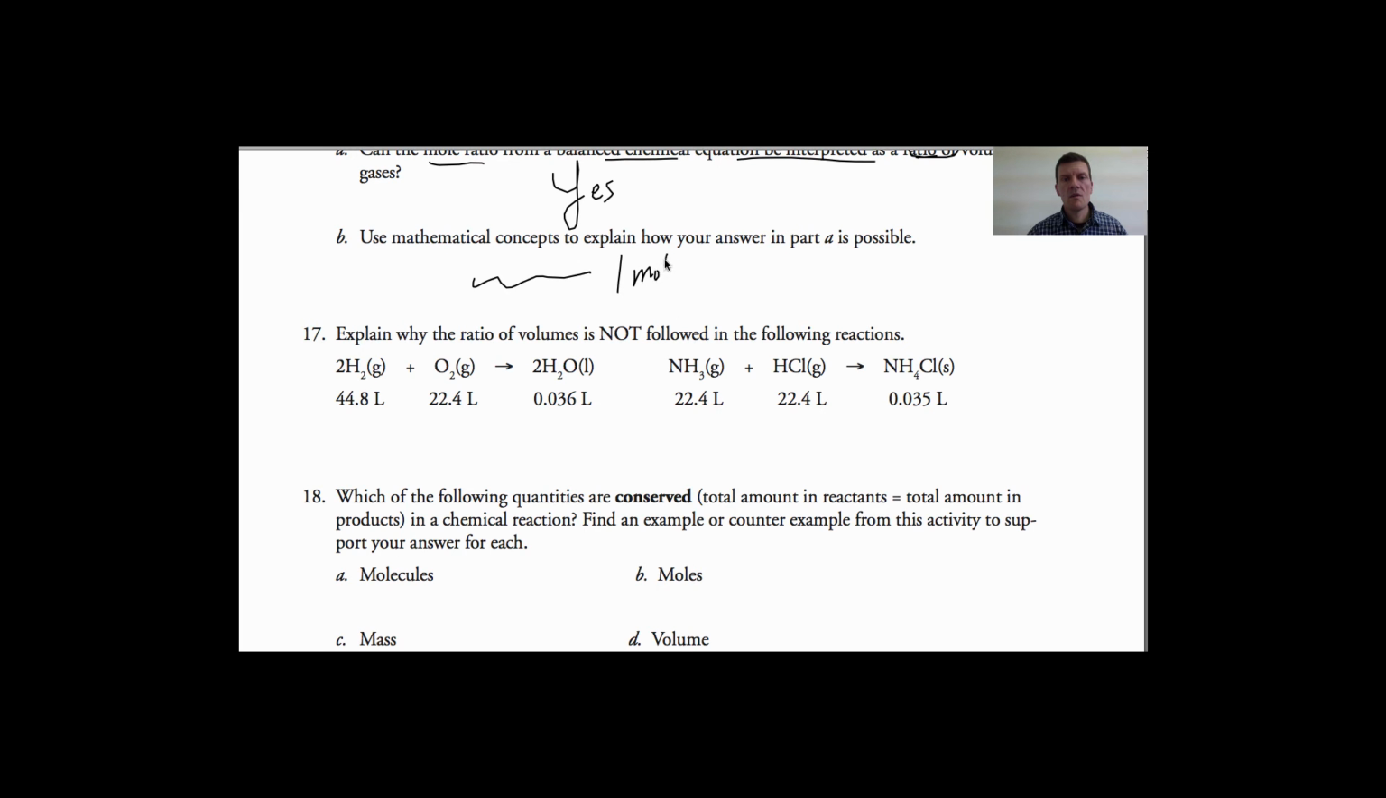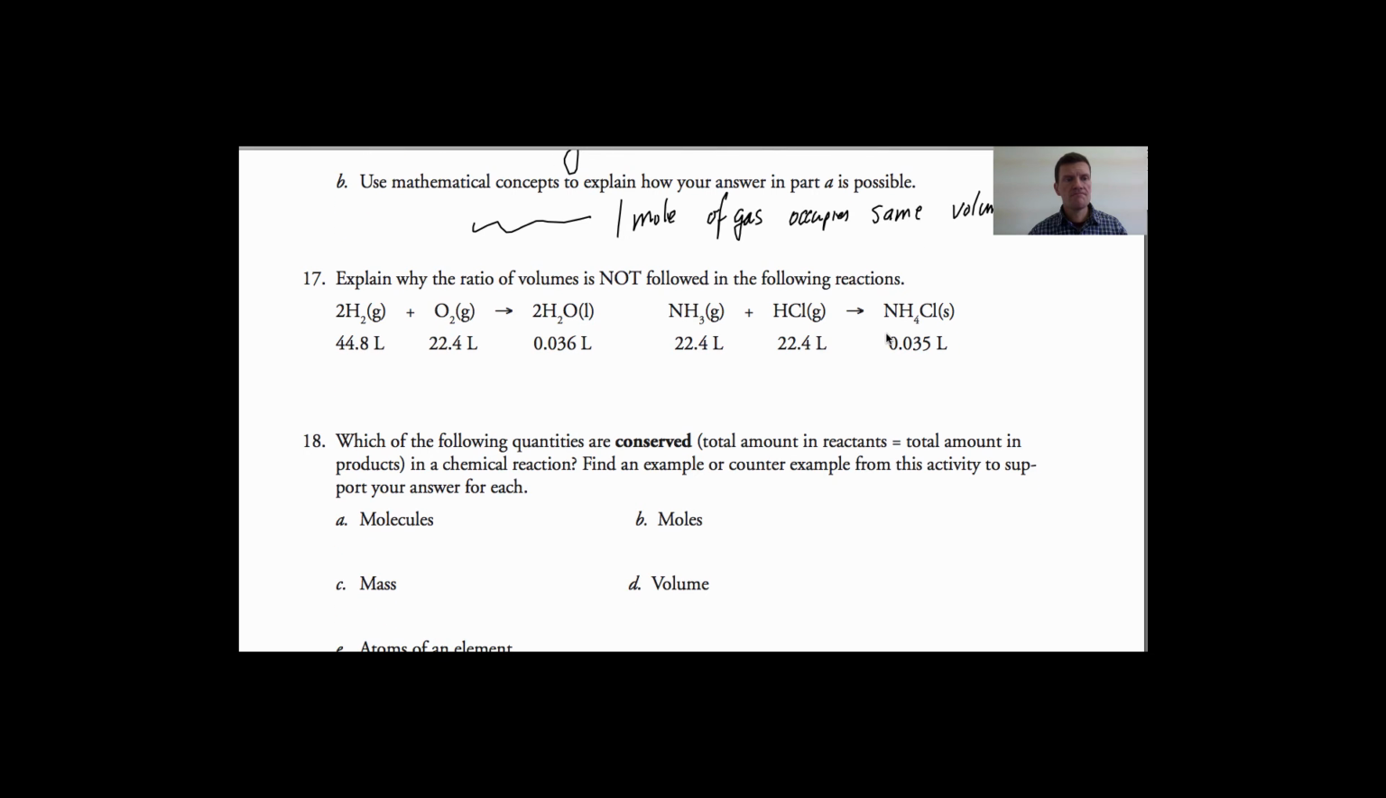1 mole of any gas occupies the same volume. You can't do that with masses because the masses are different for every compound, element, whatever. Explain why the ratio of volumes is not followed in the following reactions. Well, you can't do it if you've got liquids. You can't do it if you've got solids. It's that simple. It only works if you've got all gases. All gases. Okay?